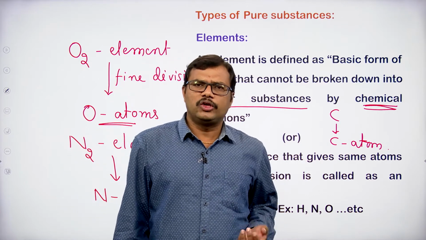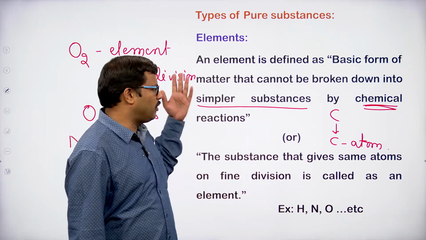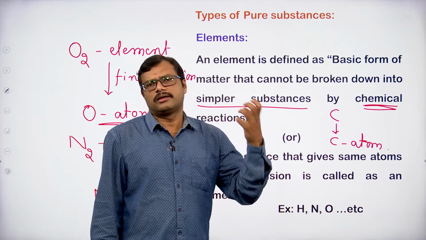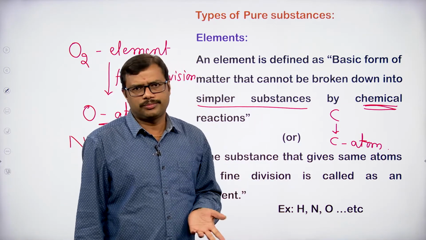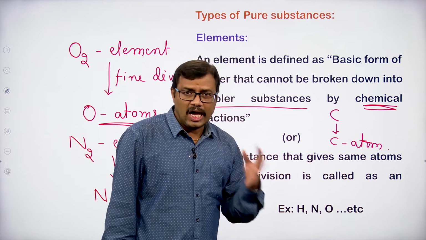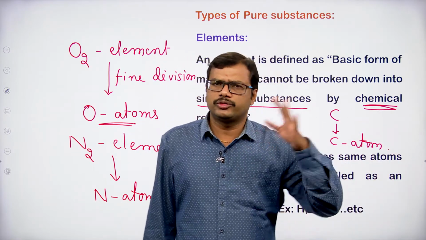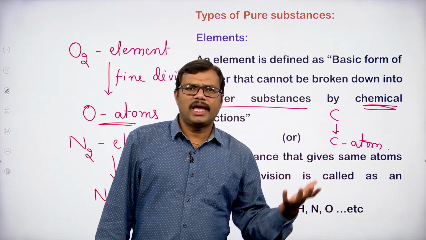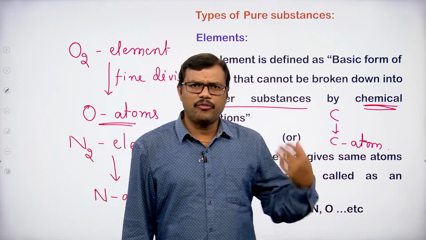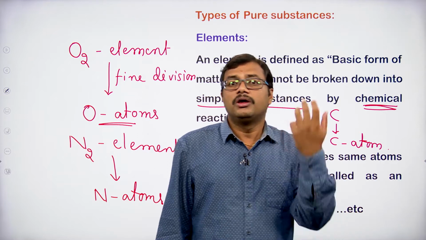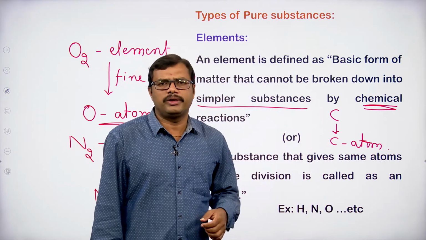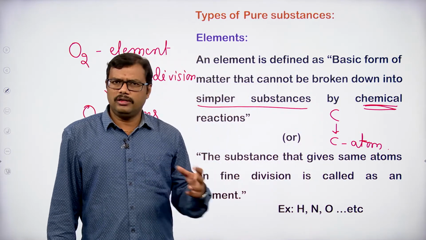Okay. Similarly, aluminium on further division will give only aluminium atoms, no other atoms. Similarly, sodium on fine division will give only sodium atoms, no other atoms. So, sodium is an element. Okay. Calcium, in a similar way, on fine division will give only calcium atoms, no other atoms. So, automatically calcium can be considered an element.